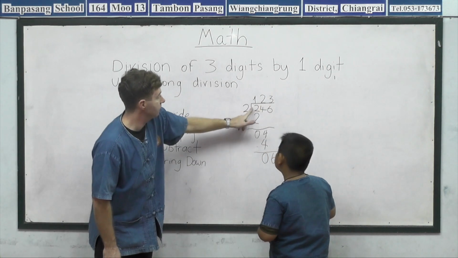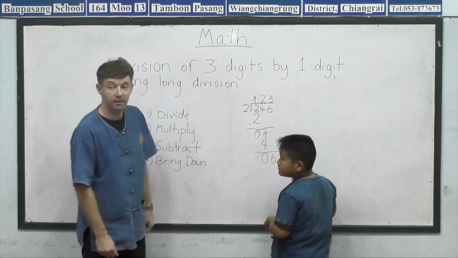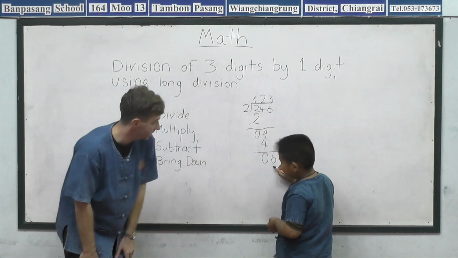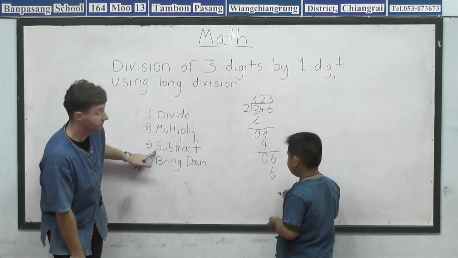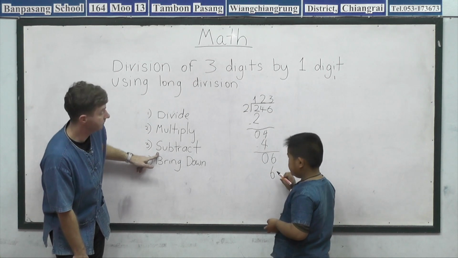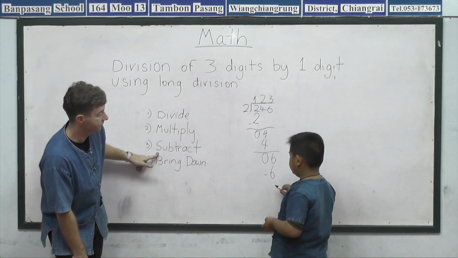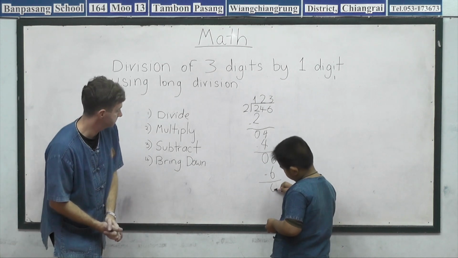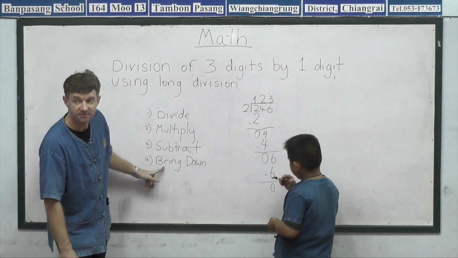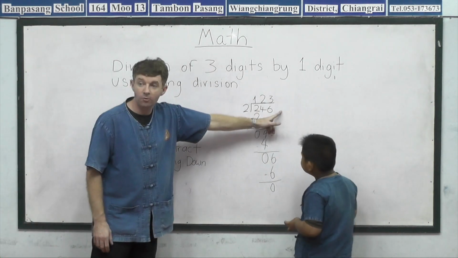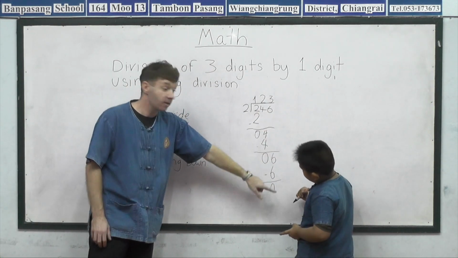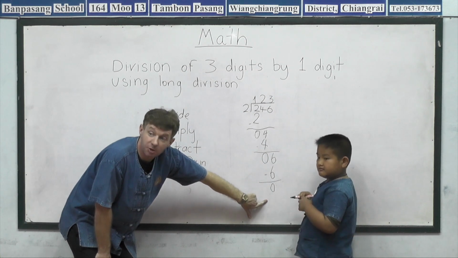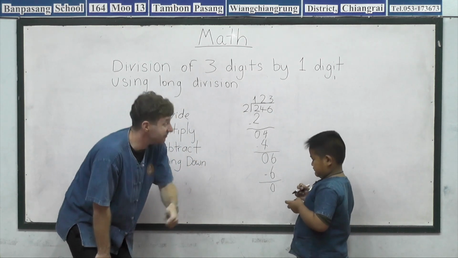So we will say 2 times 3 equals 6. So we write 6. Yes. Subtract. 6 minus 6 equals 0. Next step, bring down. There's no more numbers to bring down. We're at 0. Do we have any remainders? No. So now we have our answer.